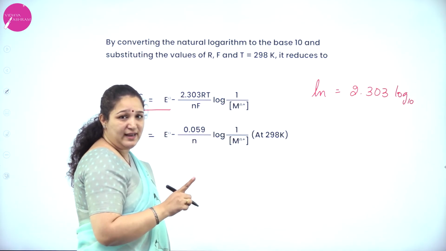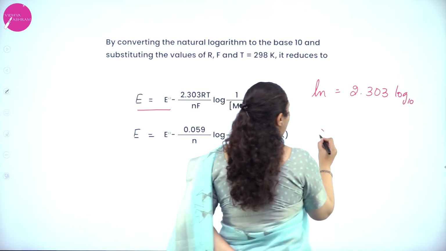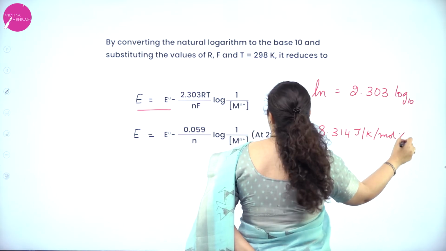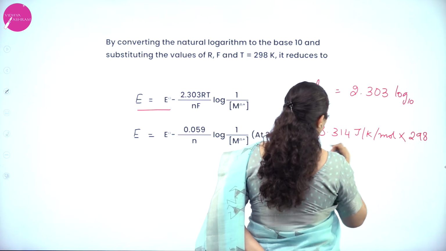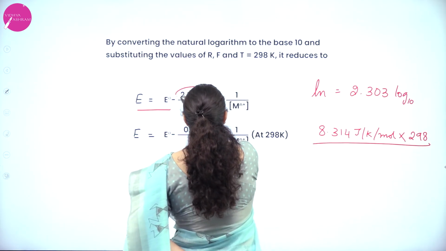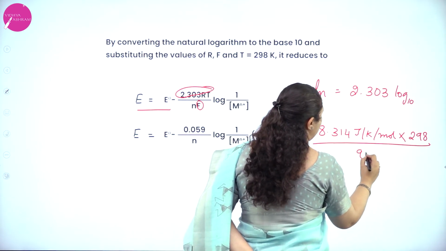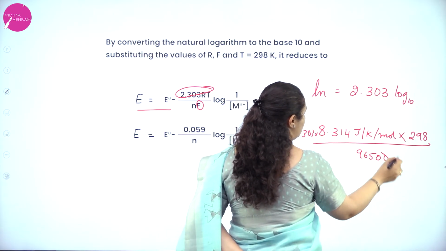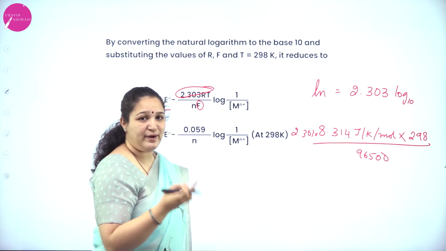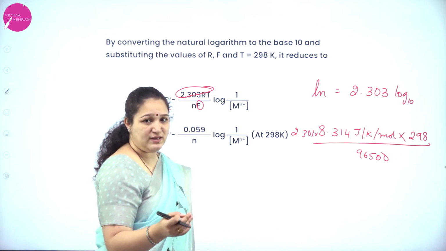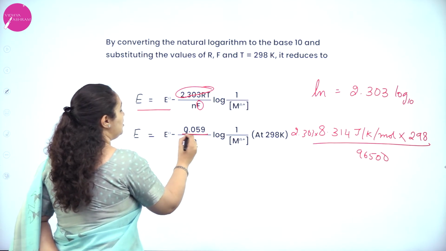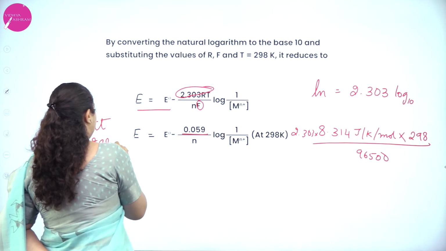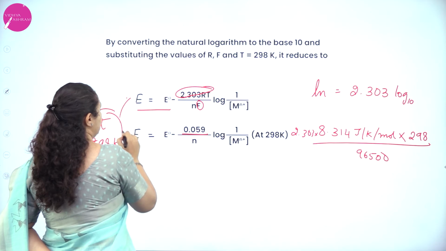Now, at 298 Kelvin, that is standard conditions, the R value is 8.314 joule per Kelvin per mole, temperature is 298 Kelvin, and the F value is 96,500, into 2.303. If you solve all of this, that is 2.303 into 8.314 into 298 divided by 96,500, you will get the value 0.059.